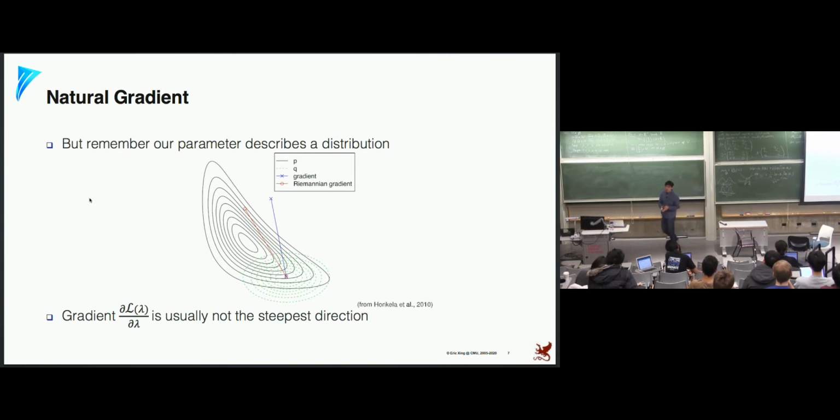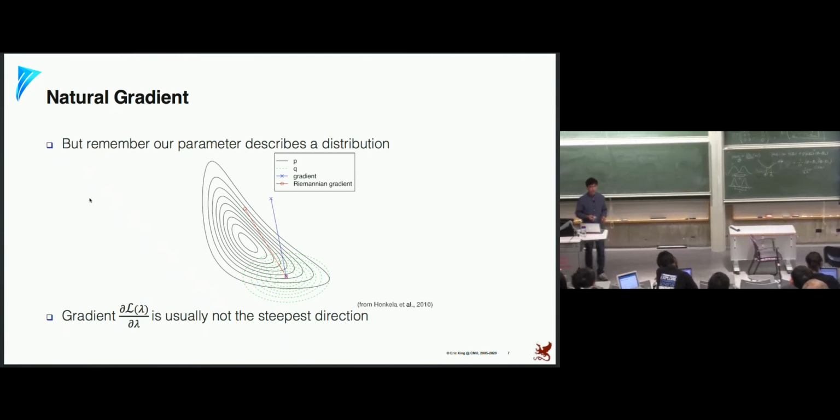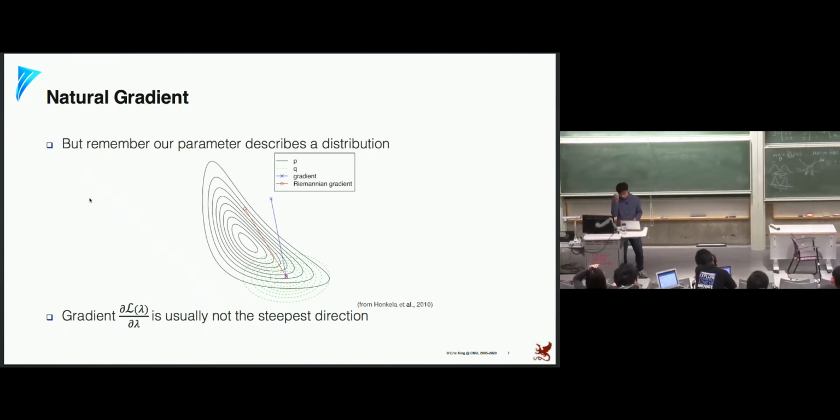So the distance between parameters is very different from the distance between distributions. So this is what we should take care of when we're optimizing some objective function related to a parameter of a distribution, right?